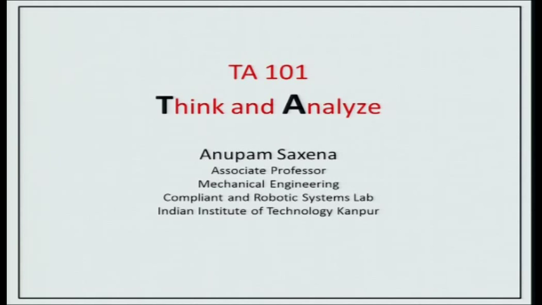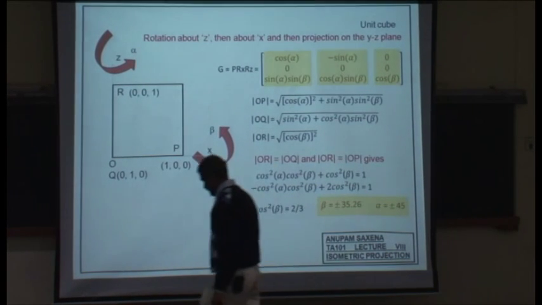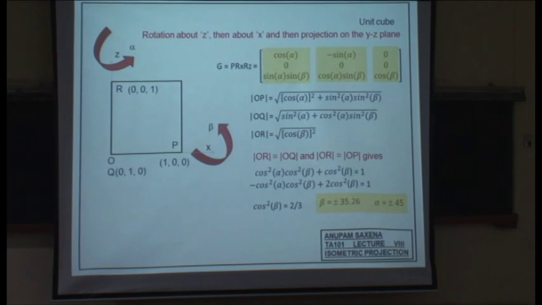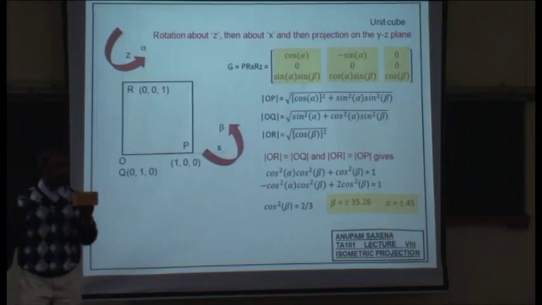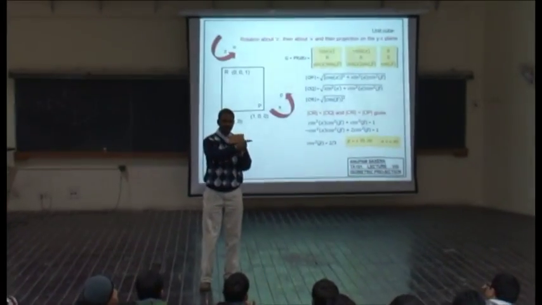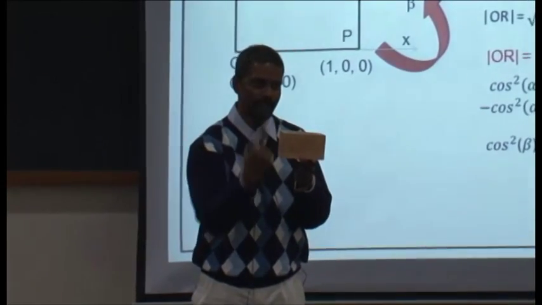So let's continue with the isometric views. Last time we did some math, okay? What we had was a unit cube, and let me take a block in my hand. What we had was a unit cube, okay? So this was the x-axis, this was the y-axis pointing towards me, and the z-axis.